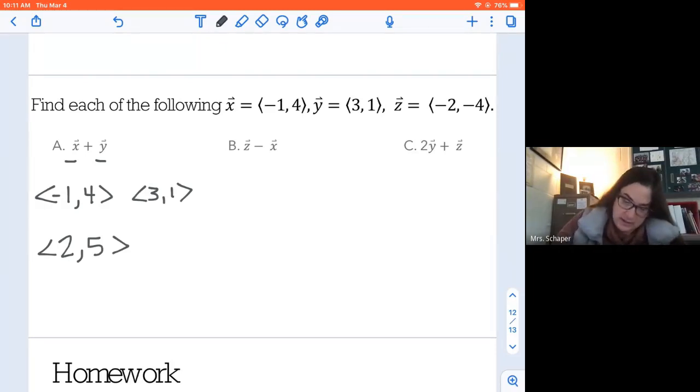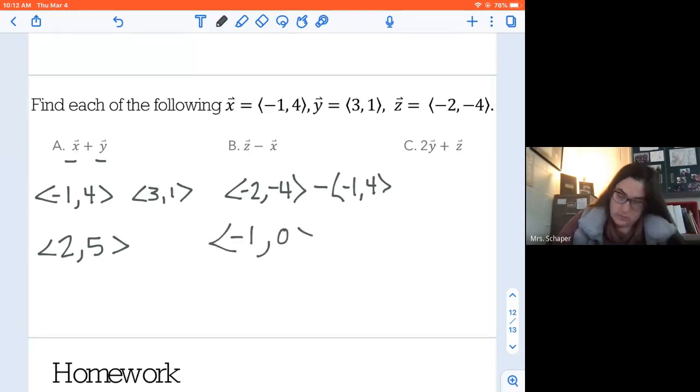For b, we've got -2, -4, minus -1, 4. So -2 minus -1 is -1. -4 minus 4 is 0. That's the component form. You're adding your x's, you're adding your y's, or in this case, subtracting.